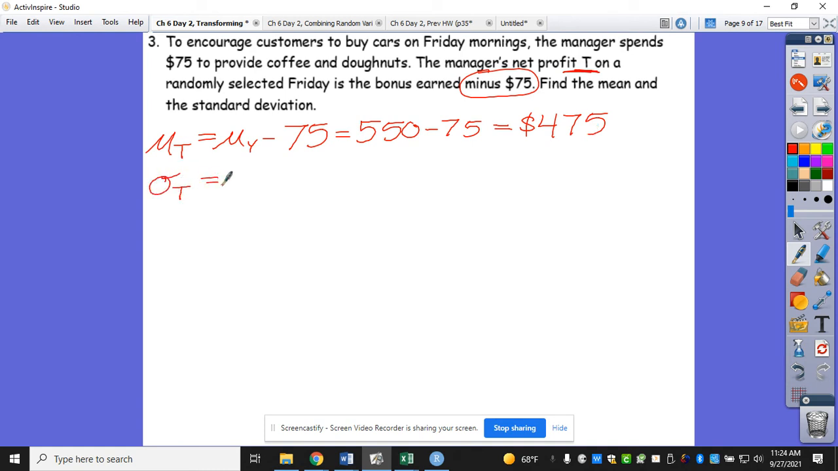What about my sigma of t? Because why? Spread does not change when you add or subtract. So if I take the whole distribution, slide it over, I didn't change how much it was stretched out. So it stays at 471.70.